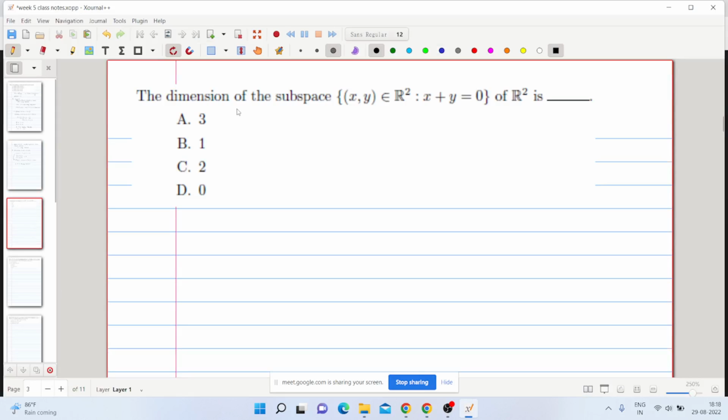Here the question is, we have given one subspace of R2. The subspace, let us write it as S. S equal to set of all (x, y) in R2 such that x plus y equal to 0. This is a subspace of R2 over R. So the question is the dimension of the subspace S.